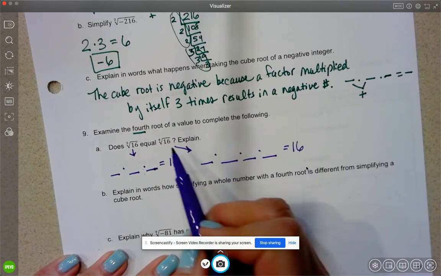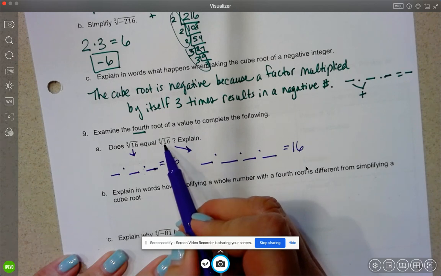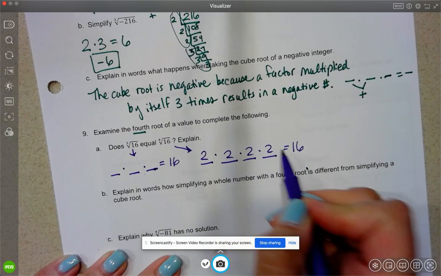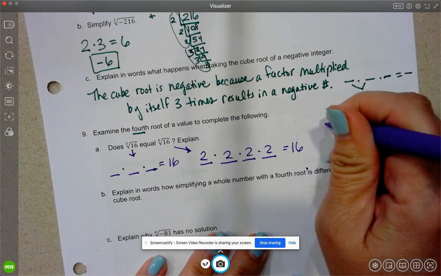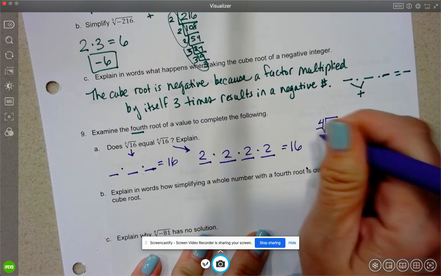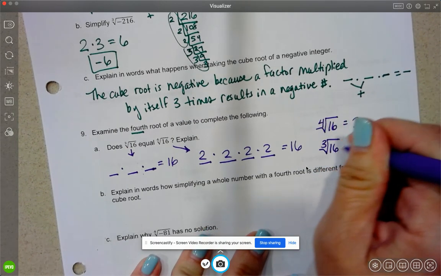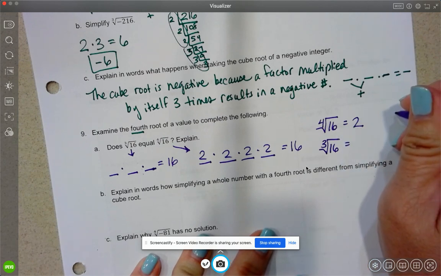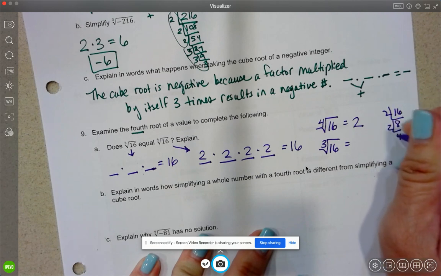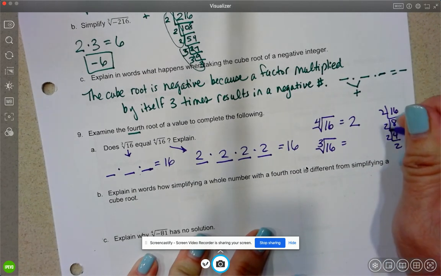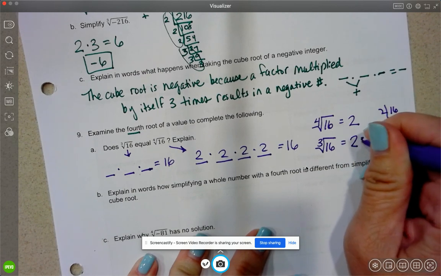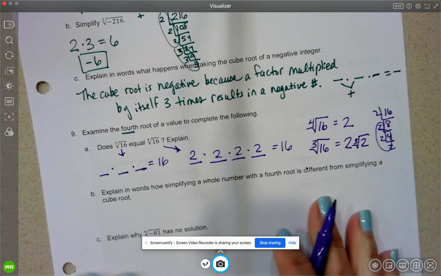But what number can you multiply by itself 4 times to get to 16? Well, 2 times 2 times 2 times 2. So the fourth root of 16 is actually 2, but the cube root of 16 is, well, 16 divisible by 2 is 8, divisible by 2 is 4, divisible by 2. So actually I have a group of 2's that comes outside, but then I still have this 2 left inside. So those are not the same thing.